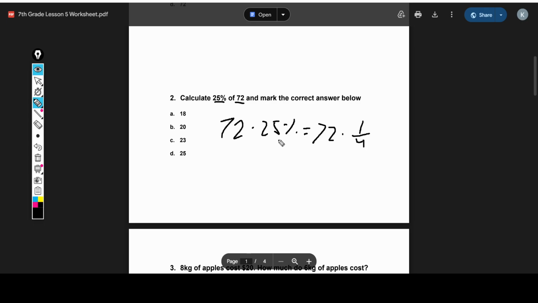Cent means 100, like centimeter. There are 100 centimeters in a meter. So 25 over 100, and then that simplifies to 1/4. And 72 times 1/4 is the same as 72 divided by 4, and that equals 18. So we have a final answer of 18.